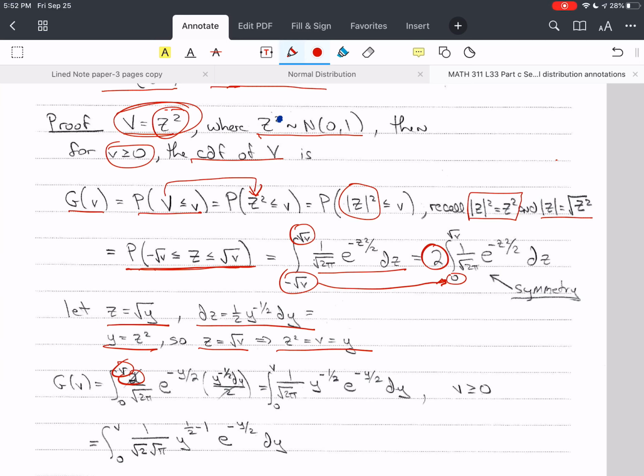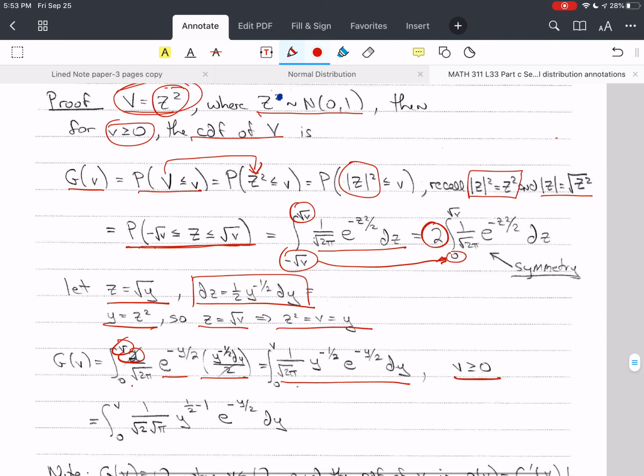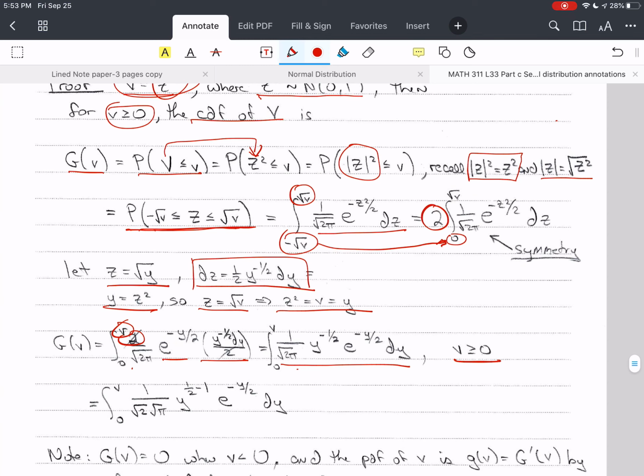And then we substitute in what we've got here and here, and we do the substitutions that we came up with up here, and it simplifies to this integral with respect to y, because y was our change of variable here, for v greater than or equal to 0. And then we rearrange it, and we can separate these out. And then I'm trying to prove that this is a chi-squared with 1.